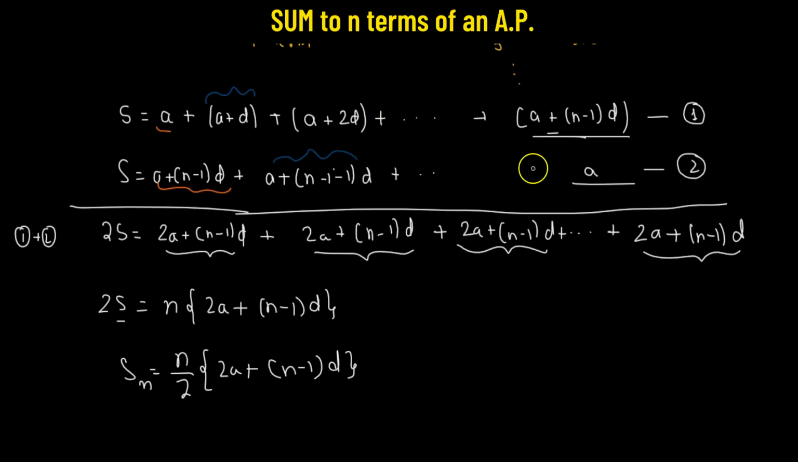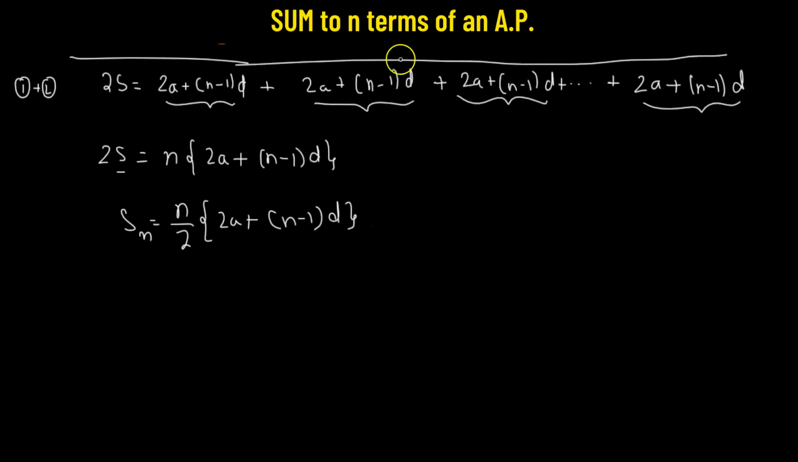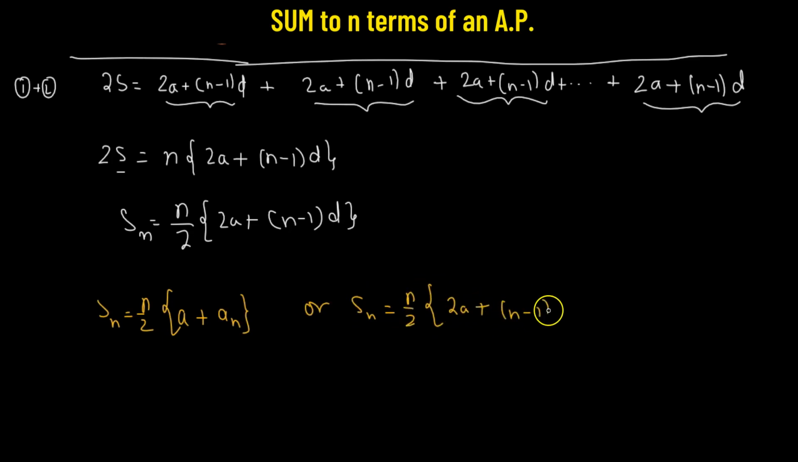So we have obtained two formulas. One formula is given by Sn equals n over 2 multiplied to the first term added to the last term, or the nth term, or we can also have Sn equals n over 2 multiplied to 2a plus n minus 1 times d.